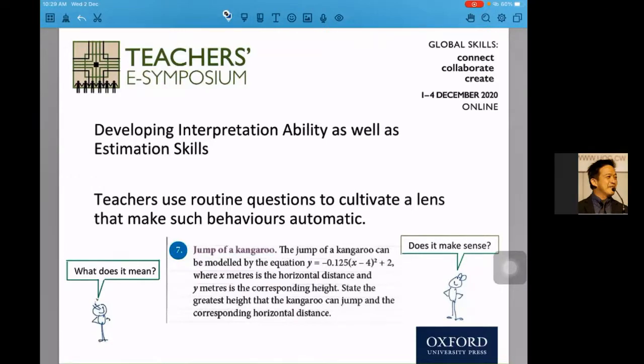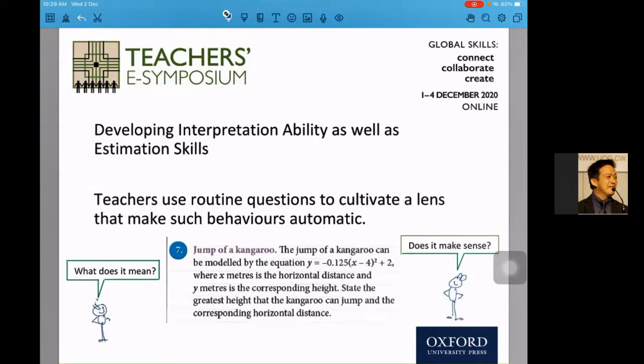And eventually, when they do the calculation, in this case, the maximum height being 2 meters, will they question themselves, does this make sense? That a kangaroo might jump 2 meters high? And if they are not so familiar with kangaroos, I suppose they can always Google and check if that value even makes sense.